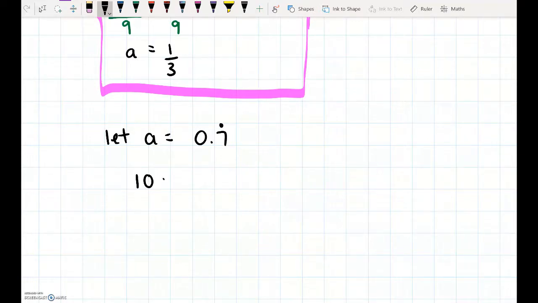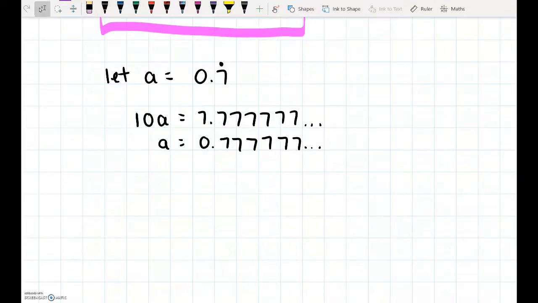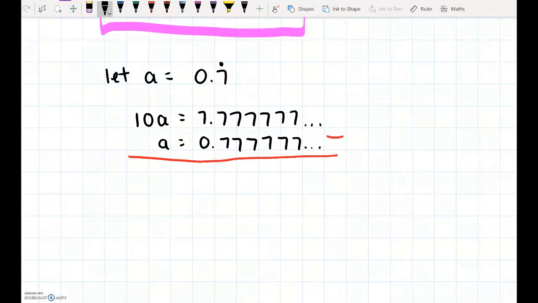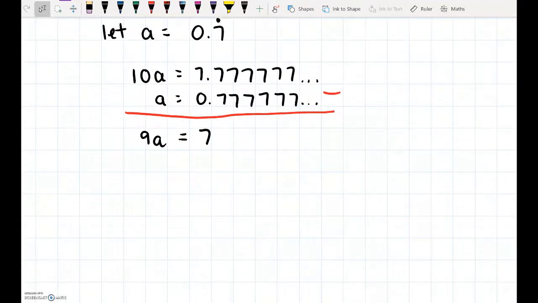So we have 10a equals 7.777777 going on, and a equals 0.777777 going on. Okay, now again we can subtract them. All those crazy 7s are going to cancel out, so we just get 7 minus 0, which is 7, and 10a minus a is 9a. So 9a equals 7. We can divide both sides by 9, and we just get a is equal to 7/9, and we now have a fraction.